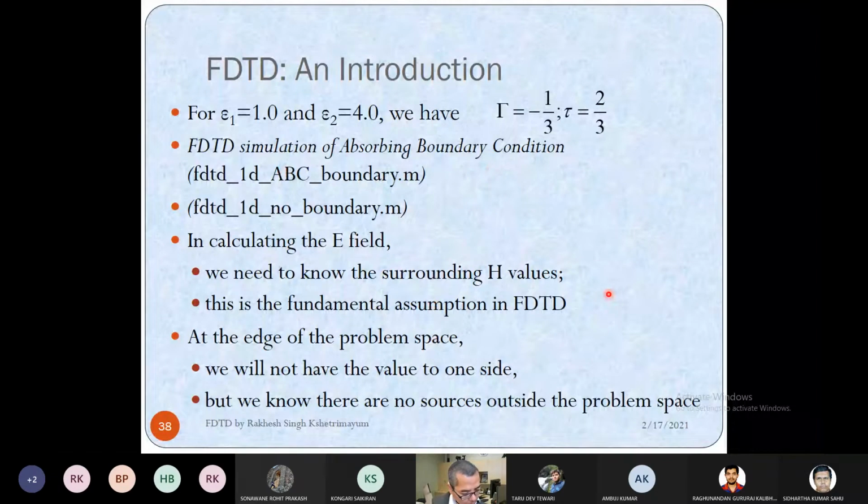So if you just remember, if I want to find electric field, I need to have the value of magnetic field in the surrounding. And if I want to find magnetic field, I need to know the electric field in the surrounding. But at the edge of the problem, at the end of the solution space, we will not have any field outside the solution space because there are no sources outside the problem space. So our problem solution space is fixed. Beyond that, we don't have to observe the waves. So we don't have to observe the fields. There's no fields outside the solution space.